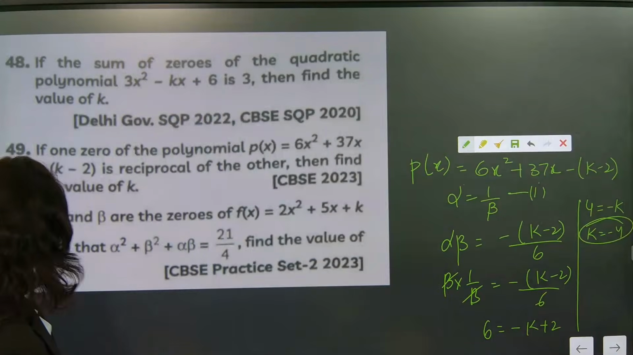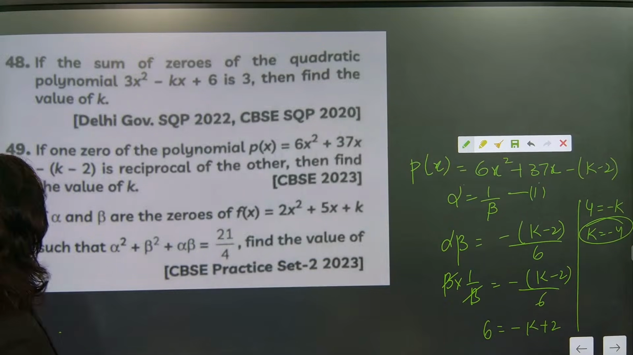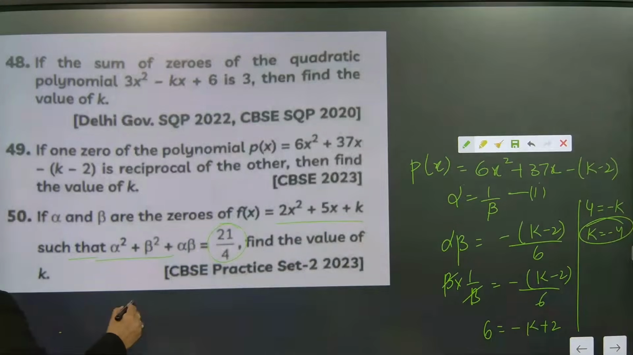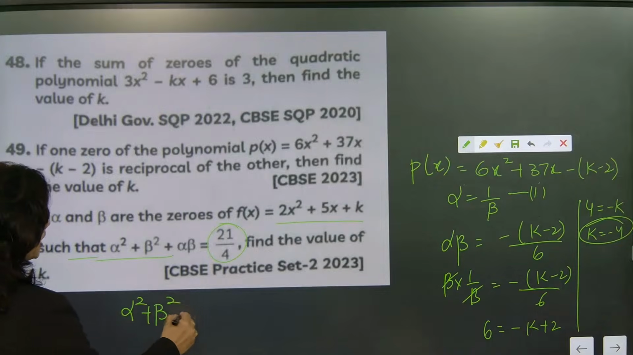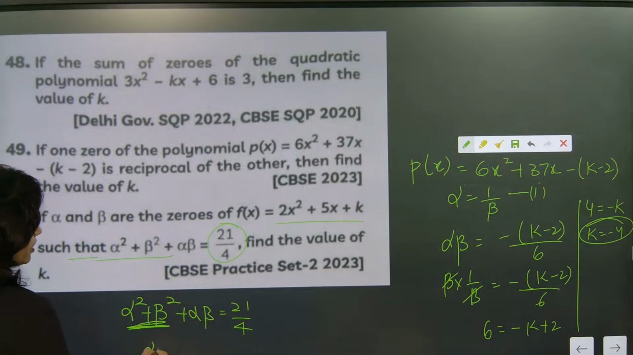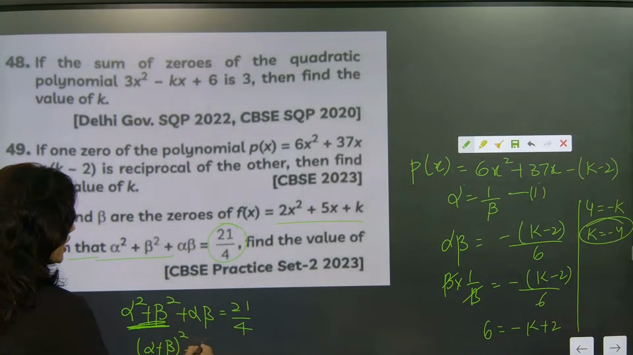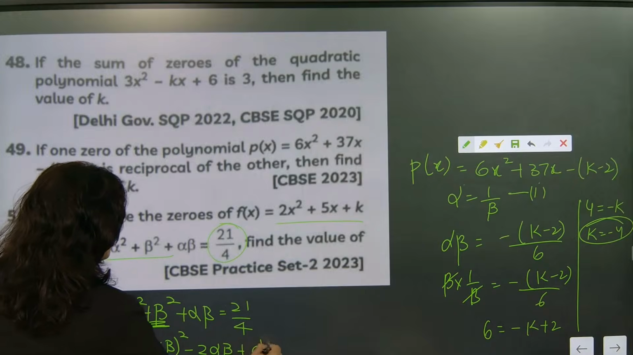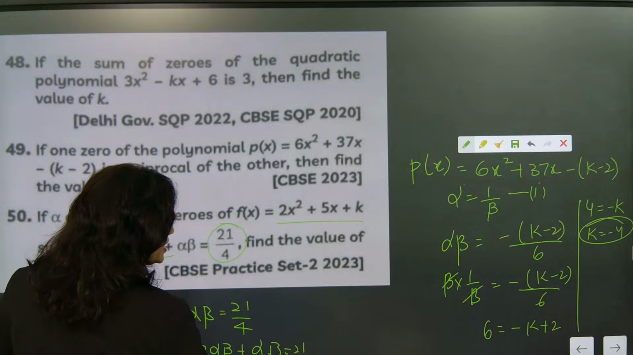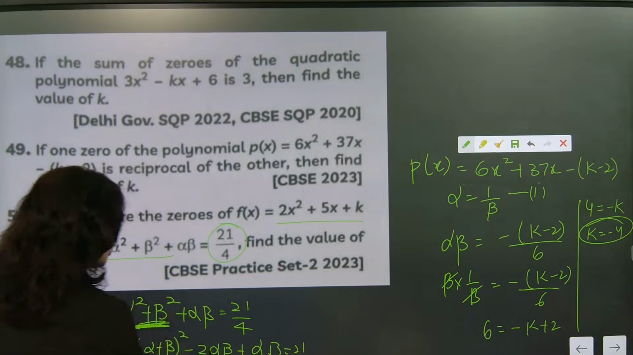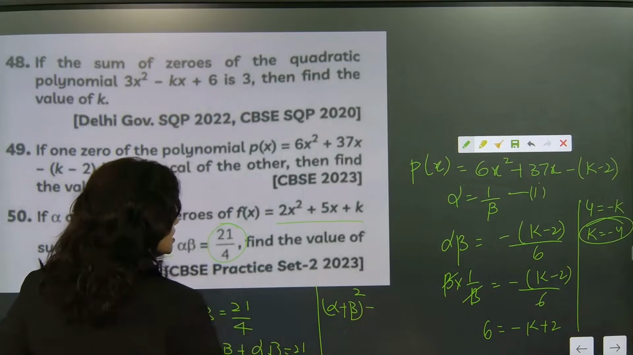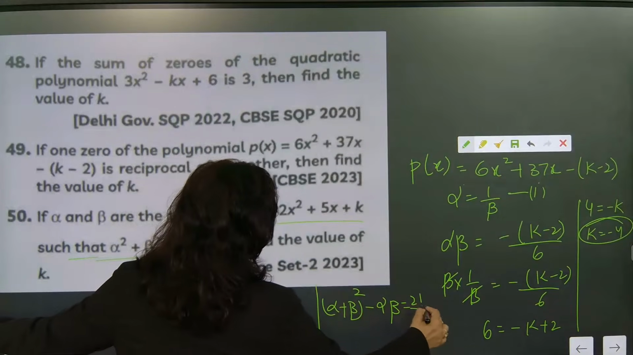Now we will go for the next question. What is the next question, beta? This question is: if alpha and beta are zeros of this, such that alpha square plus beta square plus alpha beta is equal to 21 by 4. What did I say yesterday? It will become alpha plus beta whole square minus 2 alpha beta plus alpha beta. This will be presented like this, correct? And that will be equal to 21 by 4.